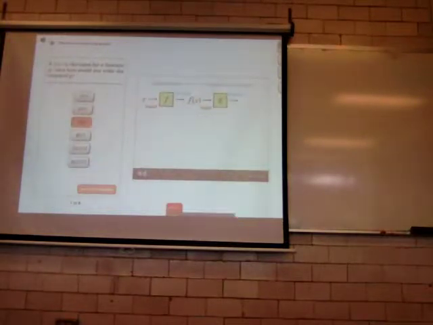The final output of this g box here is written as g of whatever the input is. Now the input to this g box is f of x. So we're going to put f of x inside the parentheses. And this is the output of this chain of functions.